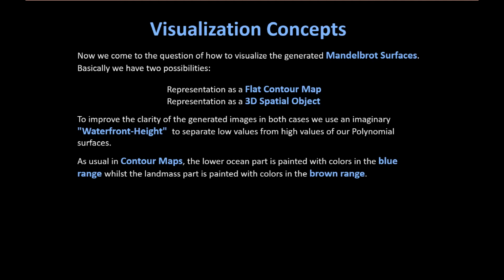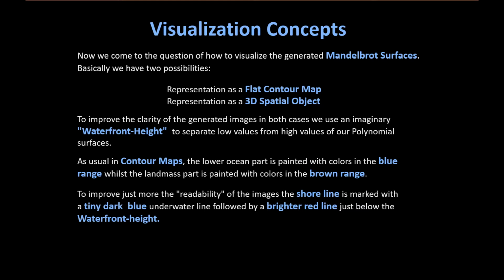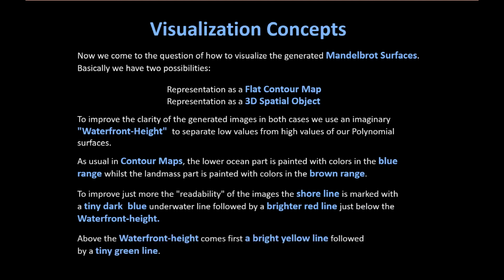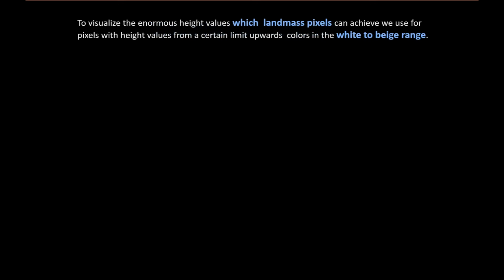As usual in contour maps, the lower ocean part is painted with colors in the blue range whilst the landmass part is painted with colors in the brown range. To improve the readability of the images even more, the shoreline is marked with a tiny dark blue underwater line followed by a brighter red line just below the waterfront height. Above the waterfront height comes first a bright yellow line followed by a tiny green line. To visualize the enormous height values which landmass pixels can achieve, we use for pixels with height values from a certain limit upwards colors in the white to beige range.